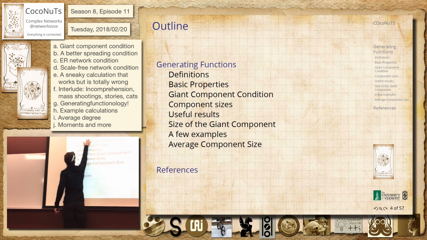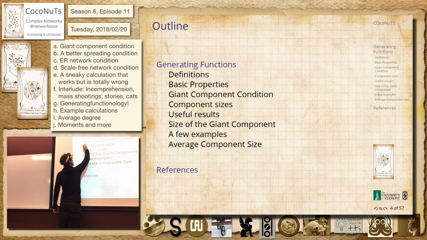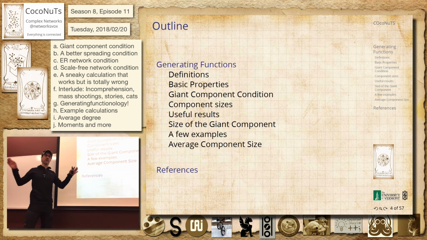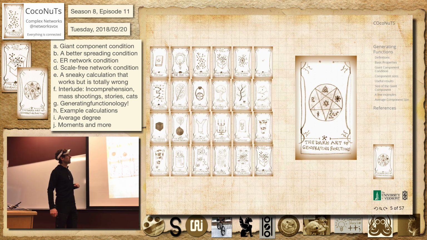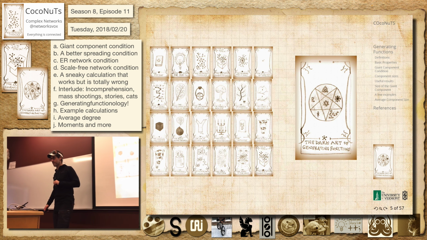We're just going to introduce the thing, talk about some basic properties and some pieces that are important for these calculations, which may be used everywhere else and are common, but they'll be important for what we do here. So it's a bit of a dark art, that's true.